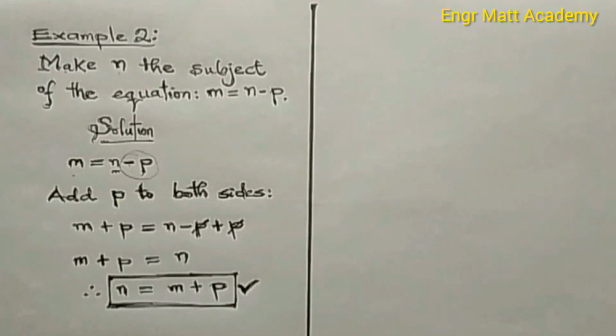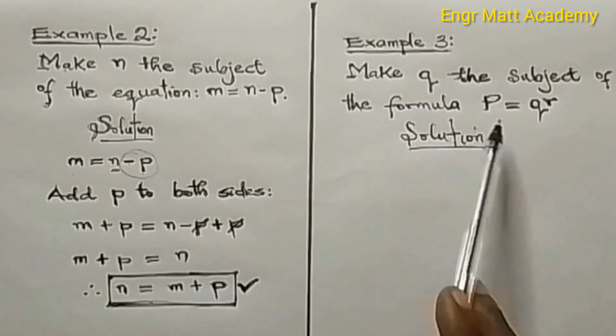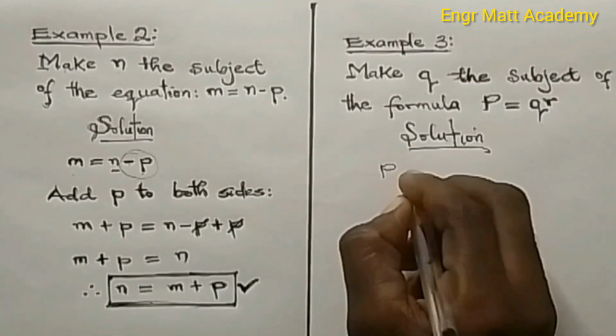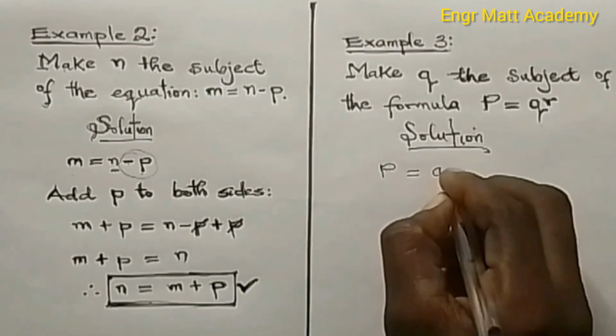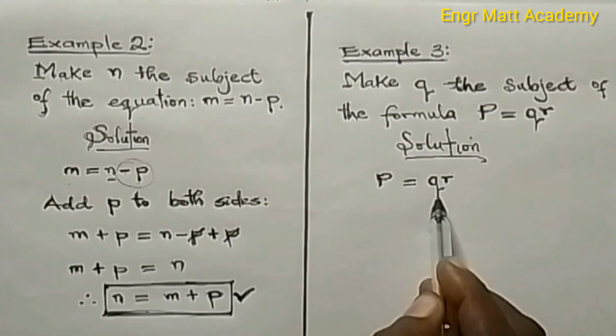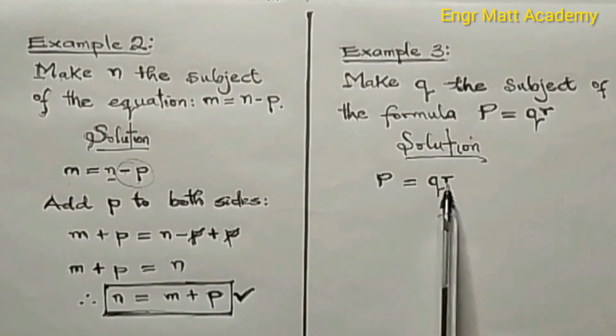Let's move on to example 3. Make q the subject of this formula. So without wasting time, let's say p is equal to qr. Always remember that before you do anything, pause and ask yourself, what is happening to q? What operation combines q and r?